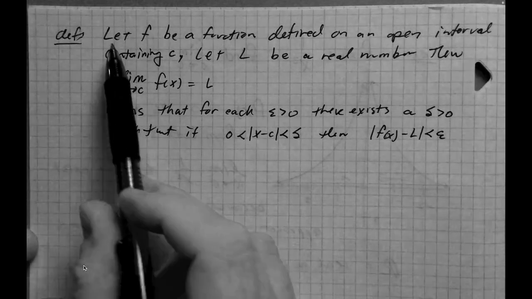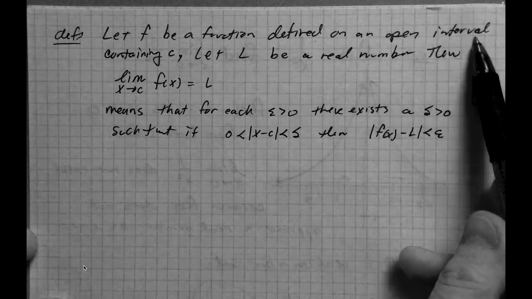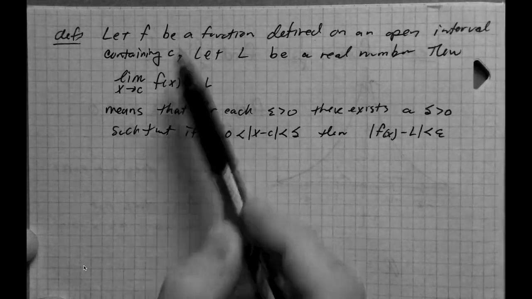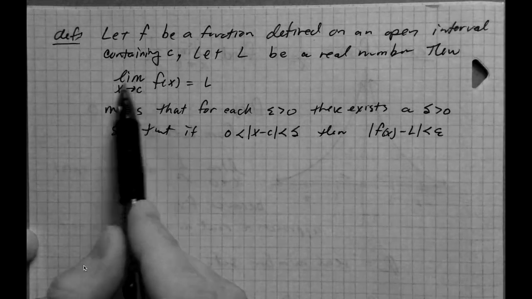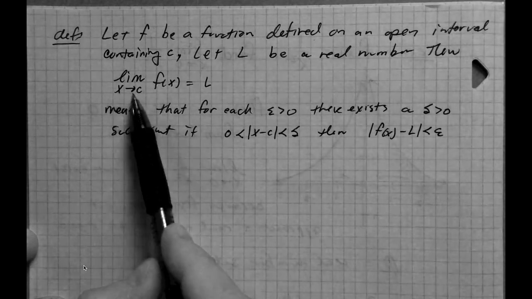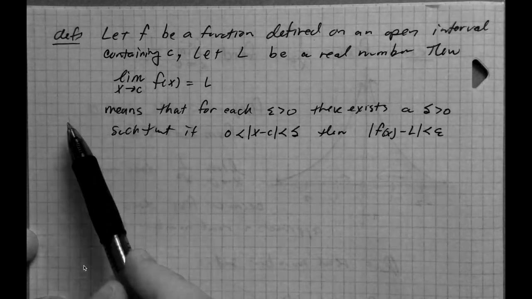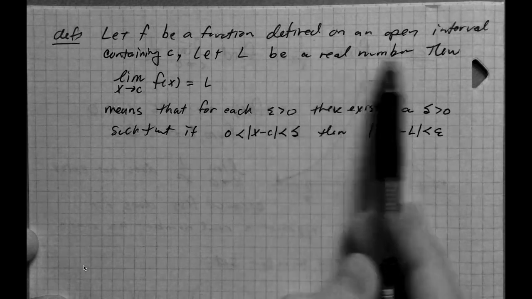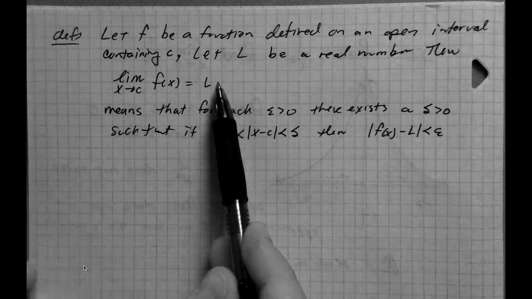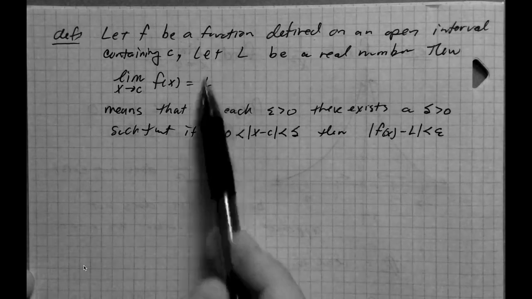So let f be a function defined on an open interval containing c, right? So f is the function, c is the limit point. That's the thing that we're traveling towards on the x-axis. And we need the open interval because we have to be able to approach c from both directions, right? Okay, so then let L be a real number. L has to be a real number, important. It's not infinity or negative infinity concepts.